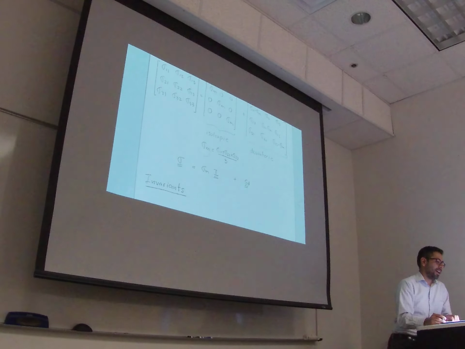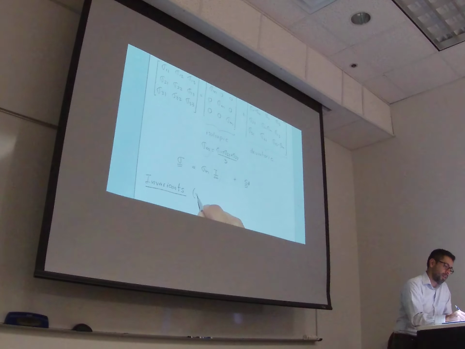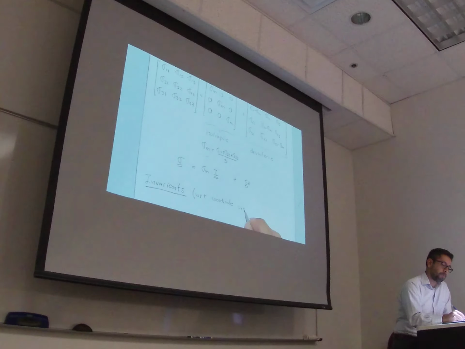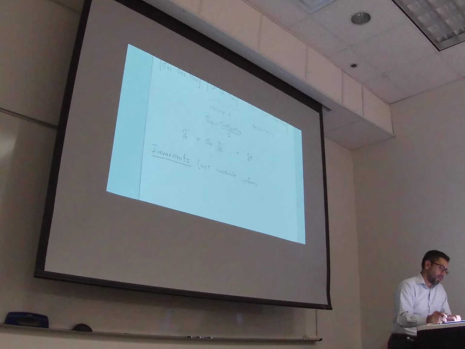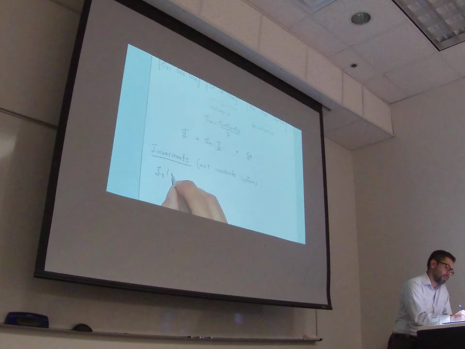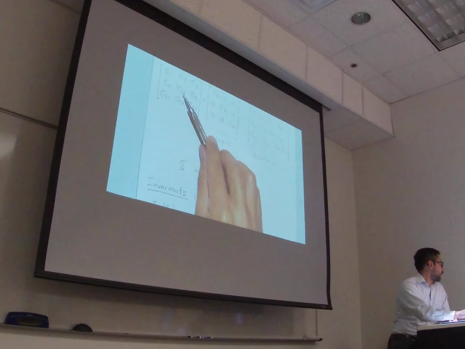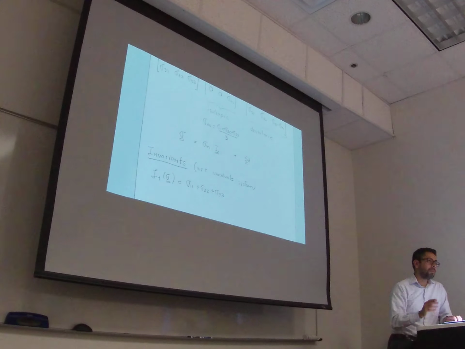Because they don't vary with respect to the coordinate system. So you can write this stress tensor in any coordinate system, and the value is going to be exactly the same. So the first invariant of the stress tensor is just the summation of the diagonal terms. It doesn't matter in which coordinate system you have it, it's always going to be the same.